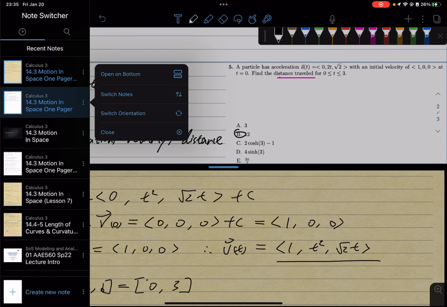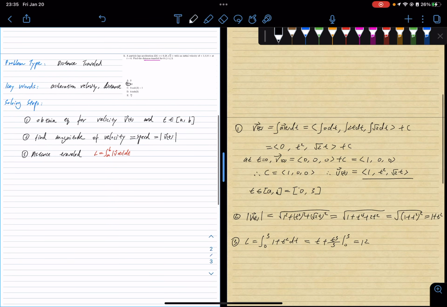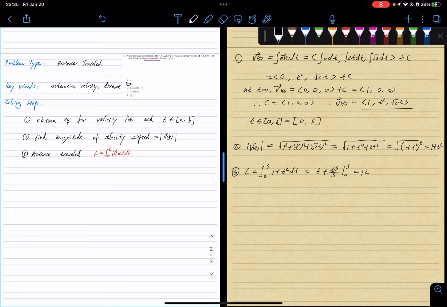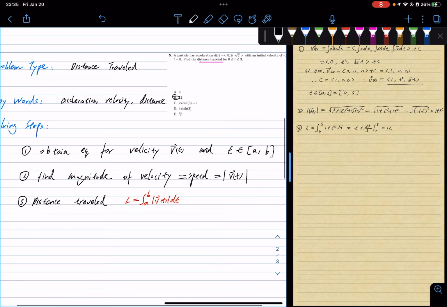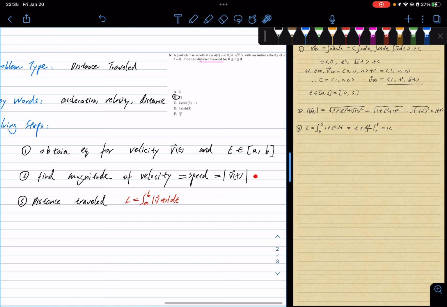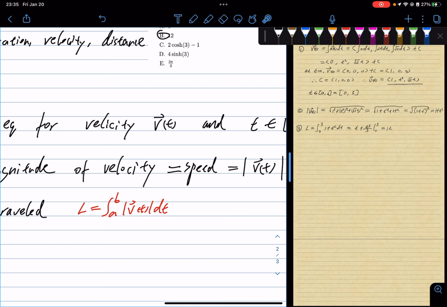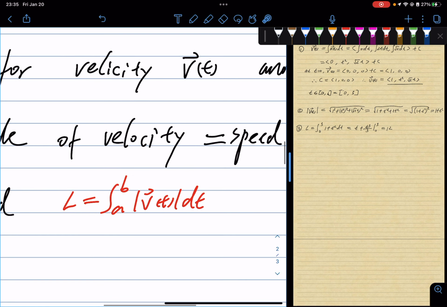Let's review this once more. This is a classic distance traveled problem. You solve it by first obtaining the velocity vector and identifying the time interval you will be computing over. Then you find the magnitude of velocity, which is speed, in the second step, and then you just apply the distance traveled equation. I think this is a quite intuitive equation. Let's say I'm traveling at 60 miles per hour, that's my speed, and I'm traveling for 2 hours. I'm going to travel a distance of 120 miles.